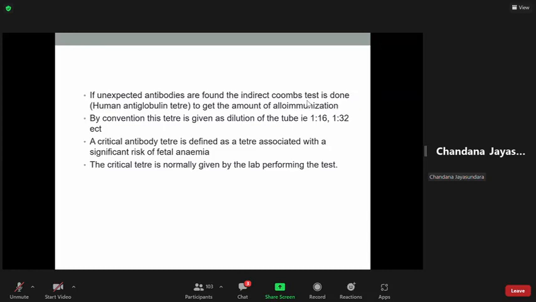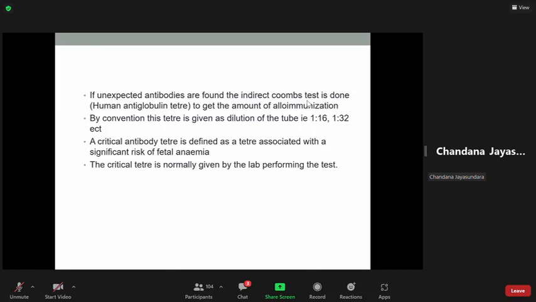So for that, we do a test called unexpected antibody titer. Now this titer is normally given by convention as 1 in 16, 1 in 32, 1 in 64, like that. The higher the underneath value, that is 16, 32 and 64, the higher the titer. And in that sense, the damage is more if we get 1 in 64 than 1 in 16.